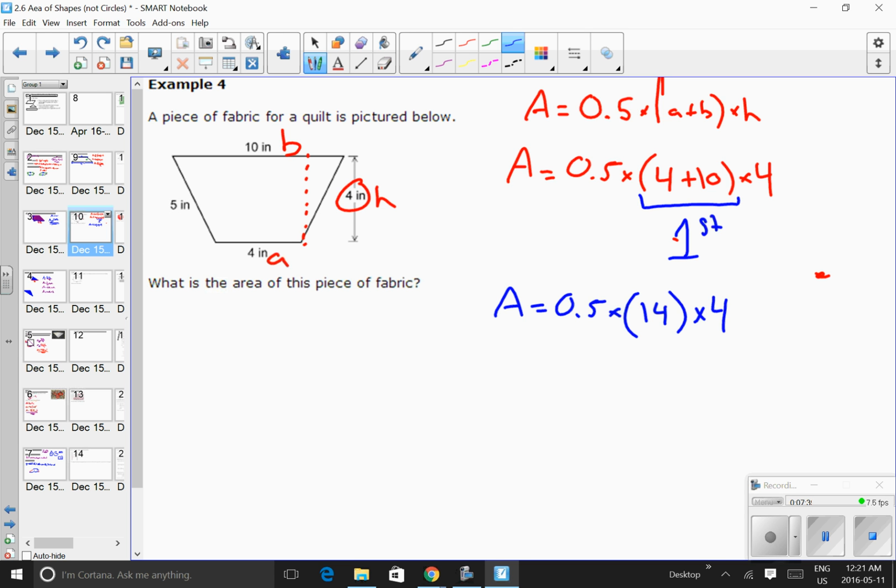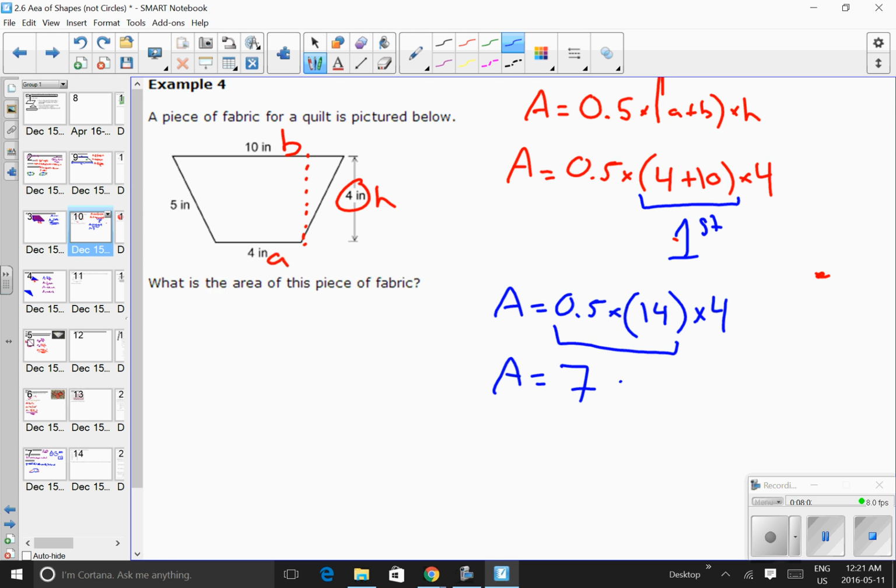Alrighty. Now I can do all this in my calculator in one step. I want to do it in my head, doing some mental math first, and then we'll redo it, okay? So I'm going to do half times 14. That's the same thing as 14 divided by 2. So that's 7. So that's just this step here.